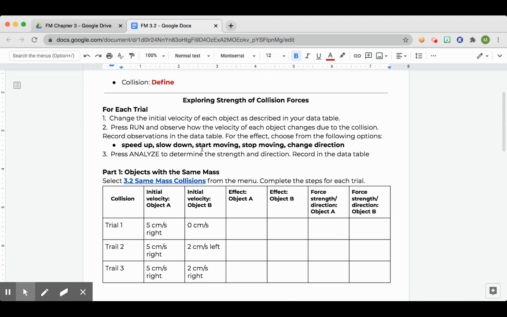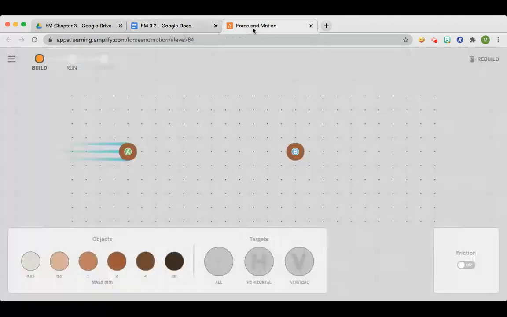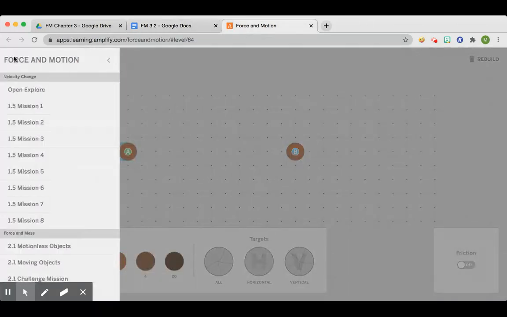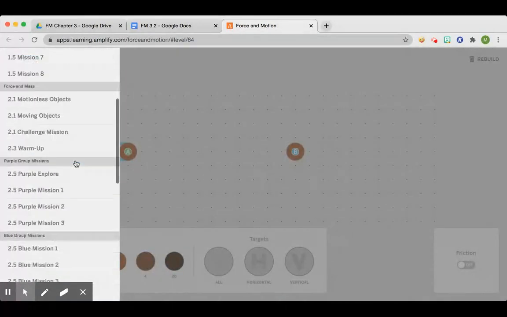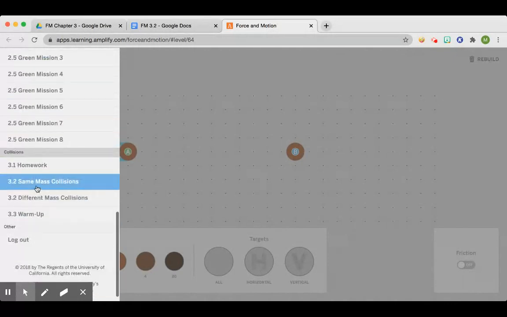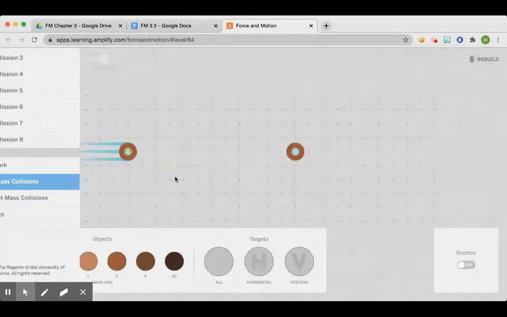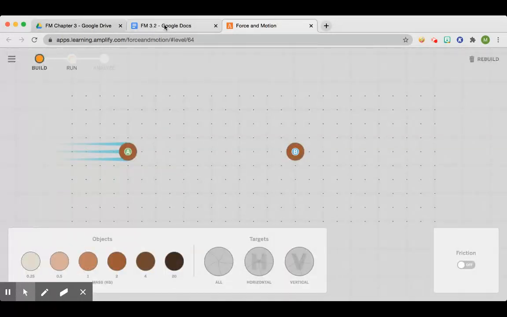Okay, so the first part of this, you are going to open up 3.2, same mass collisions, and this should link you right to it. You don't even have to click, but if for some reason you do, it is right here and all the way down. 3.2, same mass collisions.